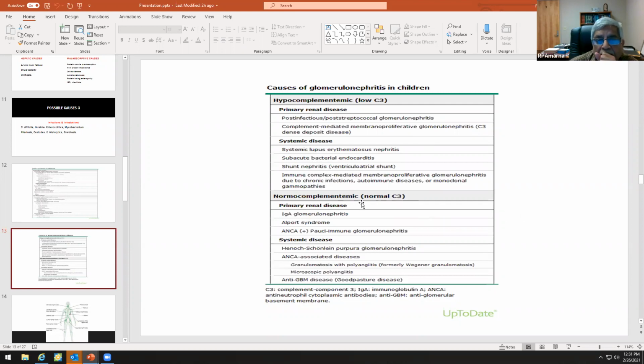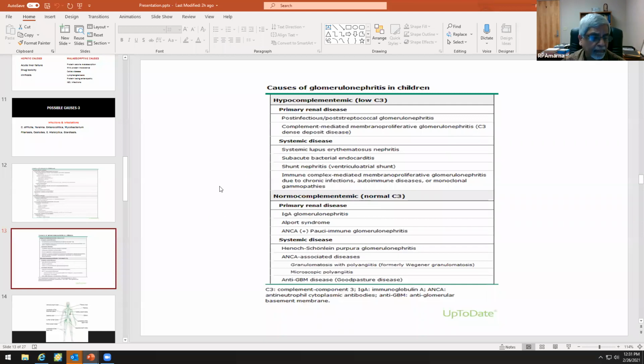The glomerulonephritis with normal complement levels are usually IgA glomerulonephritis, or Alport syndrome, or Henoch-Schönlein purpura associated glomerulonephritis, or Goodpasture's disease. Those are the most usual causes for that.